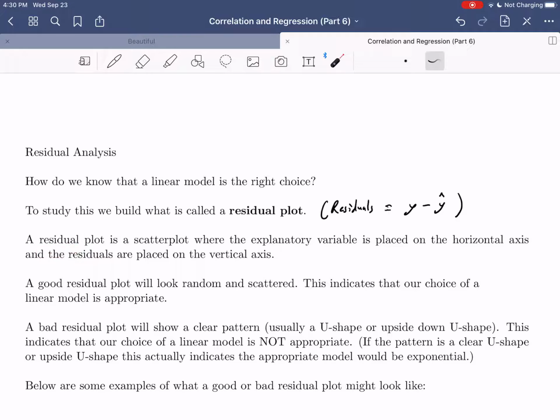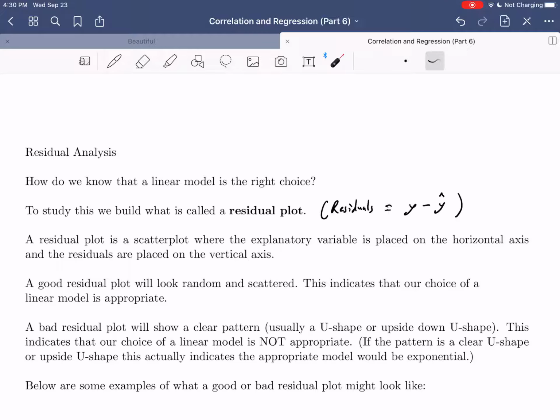A residual plot is a scatter plot where we keep the explanatory variable on the horizontal axis, just like normal, but we put the residuals on the vertical axis. In other words, instead of having the response variable on the vertical axis, in a residual plot, you're plotting the explanatory variable versus the residuals. So what are we looking for when we build one of these residual plots?